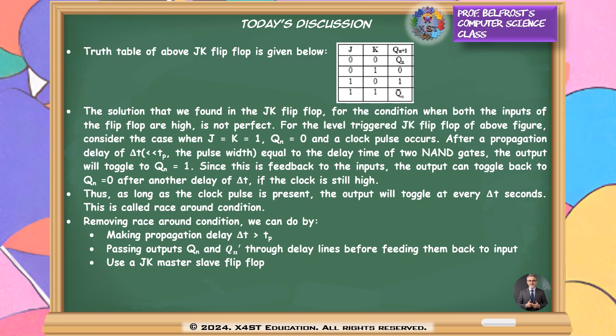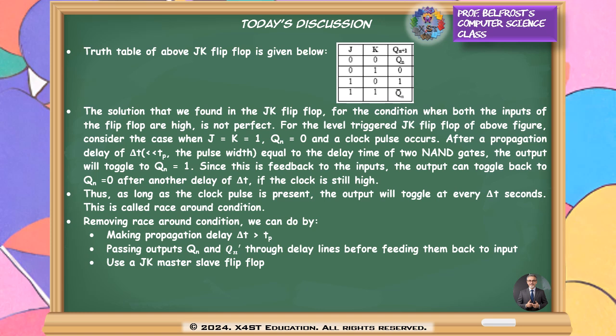The truth table of the JK flip-flop is given. The solution we found for the JK flip-flop is actually still not perfect. For the level-triggered JK flip-flop of the above figure, consider the case when J=K=1, Qn=0, and a clock pulse occurs. After a propagation delay of delta t, which is much less than Tp, the pulse width, equal to the delay time of 2 NAND gates, the output will toggle to Qn=1.